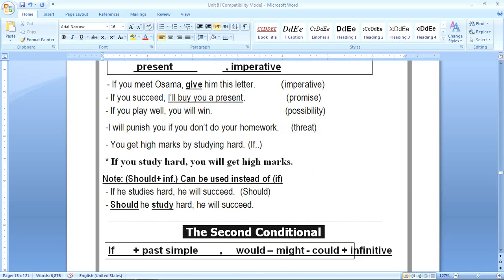Okay, let's take some examples. If you meet Osama, give him this letter. This is an imperative form. When we start the other part of the sentence with a verb, this is called an imperative form. It might be positive like this, or it might be negative.